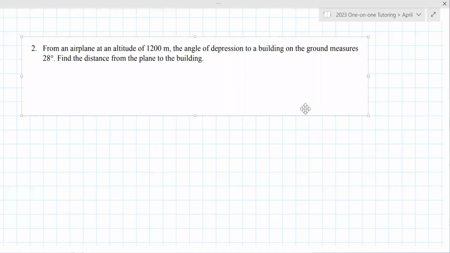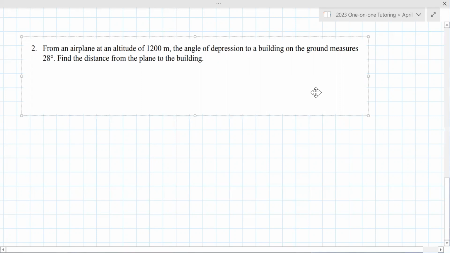Would the 1,200 be the height? It is the height. That's true. Okay, all right. Depression. So it'll be a right triangle again. It's always some sort of right triangle. Yep. So can I just draw the same one from last time, then instead use the 1,200 as the height? Sure.